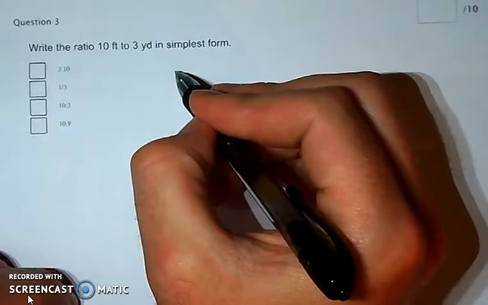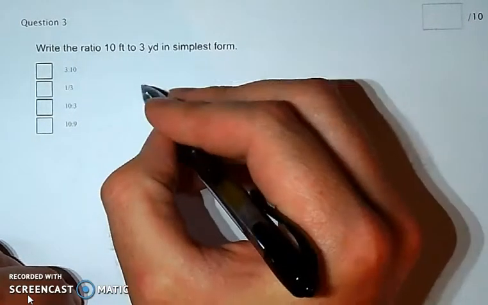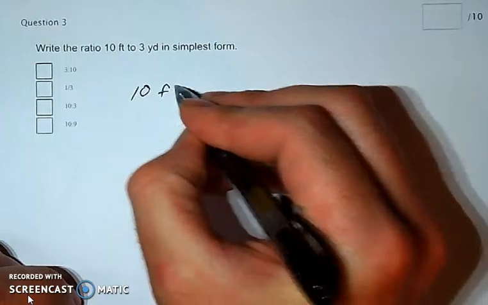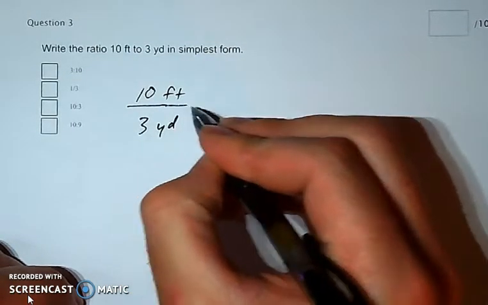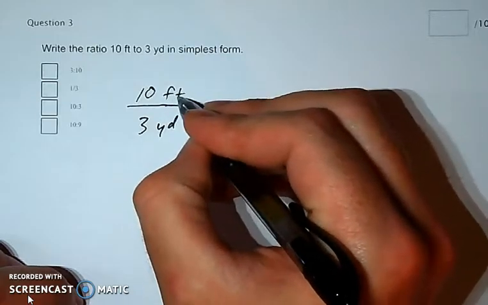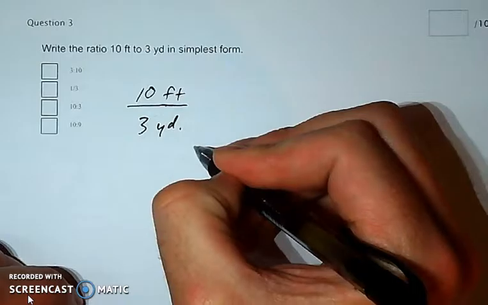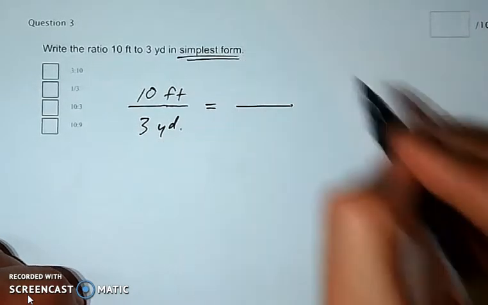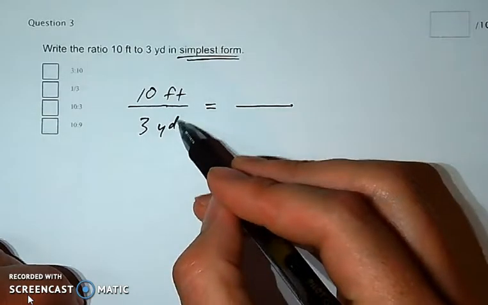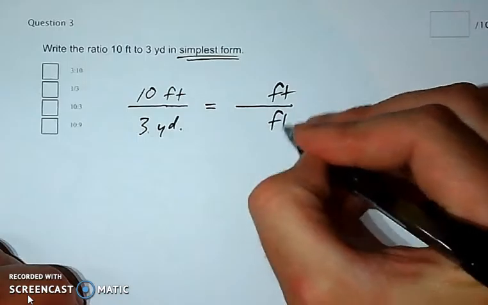Question three. 10 feet to 3 yards in simplest form. These terms are both measuring length. And when that's the case, we can attempt to make both units exactly the same as well. All right, so here we need to make our units the same in order to put it in simplest form. And it's much easier to put yards into feet here. So we're going to have feet over feet.